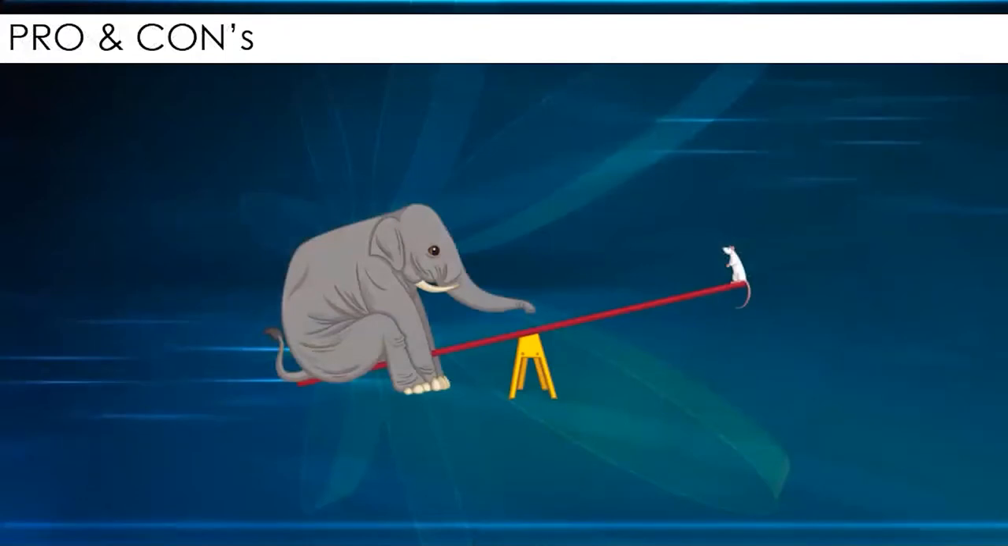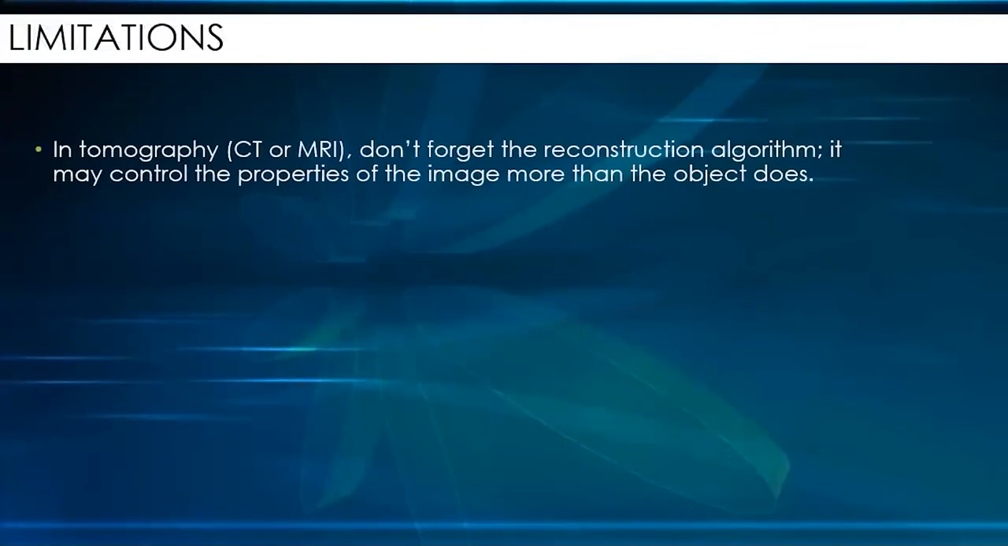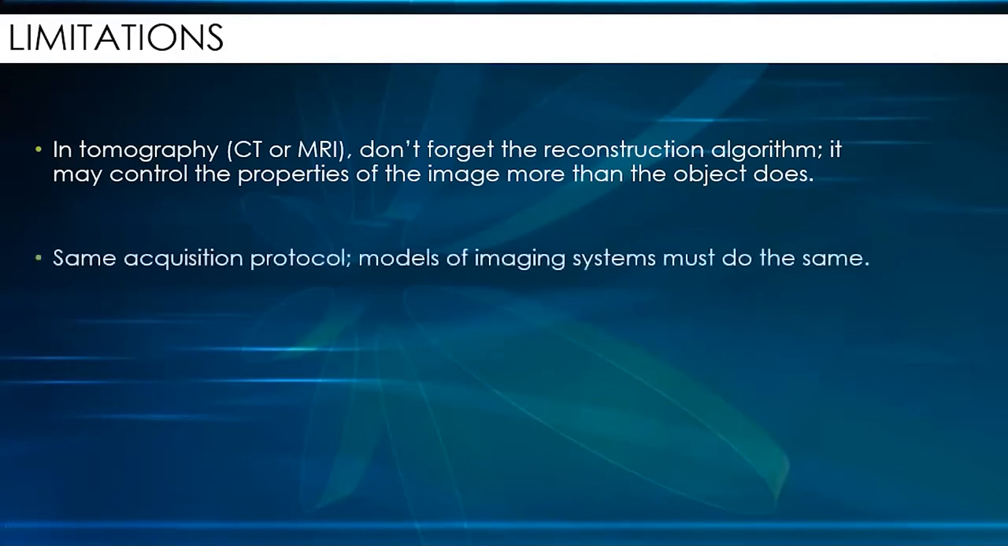And so now it's time to decide which could be the pros and the cons of application of artificial intelligence in everyday clinical practice. The most important limitation, both for CT and MRI, is the reconstruction algorithm. Don't forget that they control the properties of images more than the object does. Another great issue is the importance of protocol. We should work every day with the same acquisition protocol, and models of imaging system must do the same. And finally, we have to check the quality because a high amount of noise or the presence of artifacts may reduce the diagnostic performance of our software.